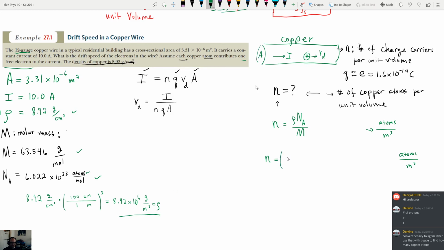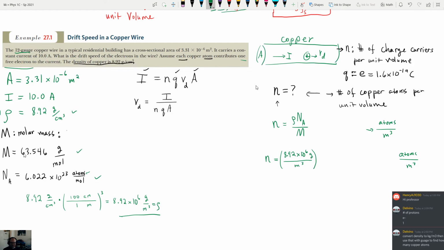So we're going to say this is equal to 8.92 times 10 to the 6th grams over meters cubed. So I converted it into meters cubed because we need to have everything in SI units. The grams are okay though because it is going to cancel out with this. So let's do that next.